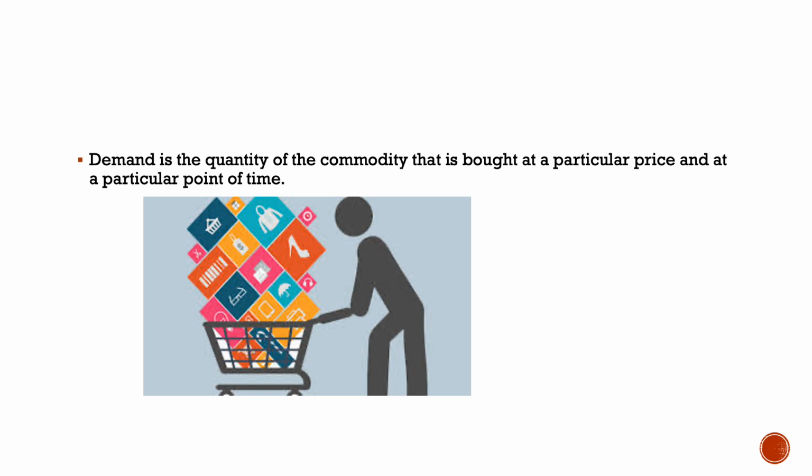Now for demand to be there, he should be willing to buy the good and he should also be able to buy the good. There should be some willingness on the part of the buyer to buy the goods, and he should also have the ability to buy the goods, meaning he should have the money to buy the goods.